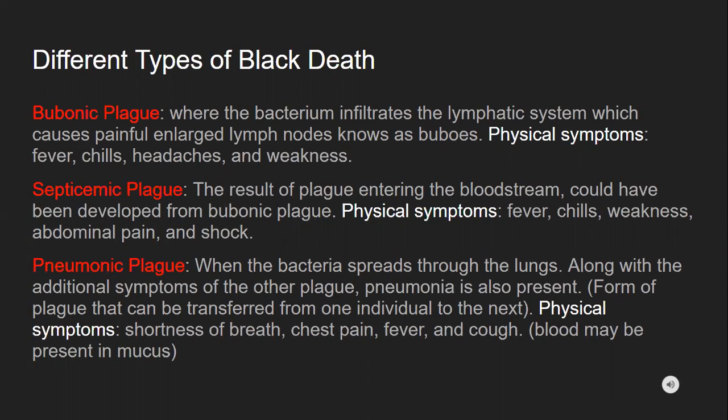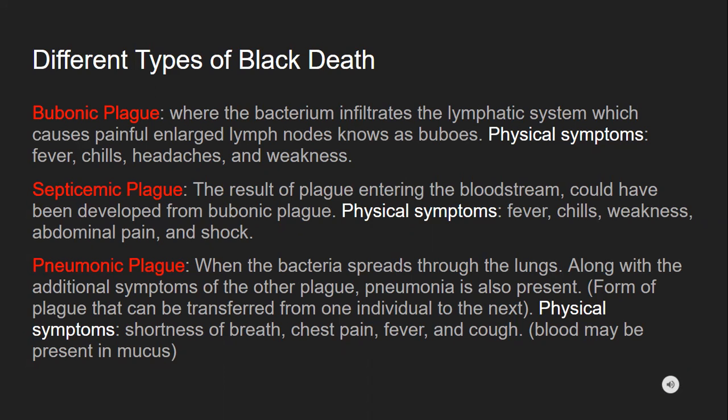As discussed briefly in the previous slide, there are three different variations of the Black Death. We have the bubonic plague, the septicemic plague, and the pneumonic plague. The bubonic plague is where the bacterium infiltrates the lymphatic system, which causes painful and large lymph nodes, known as buboes. Those physical symptoms would be fever, chills, headaches, and weakness.